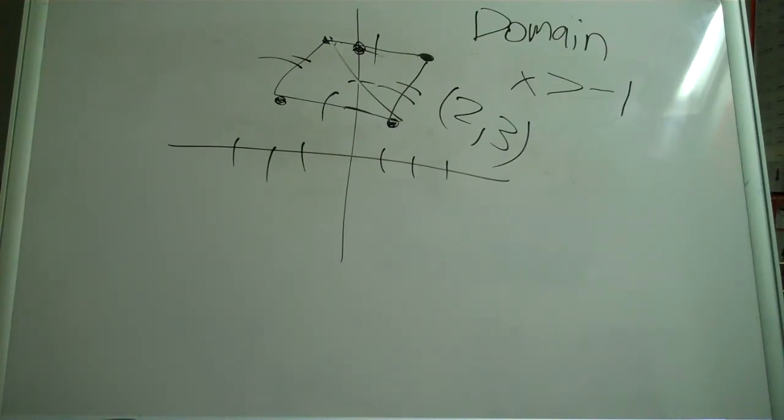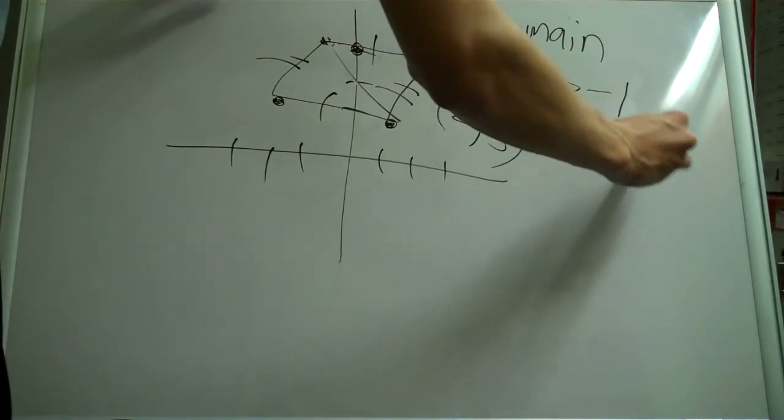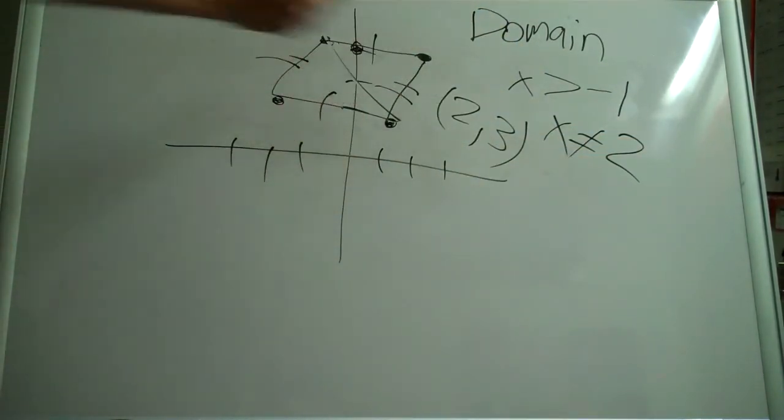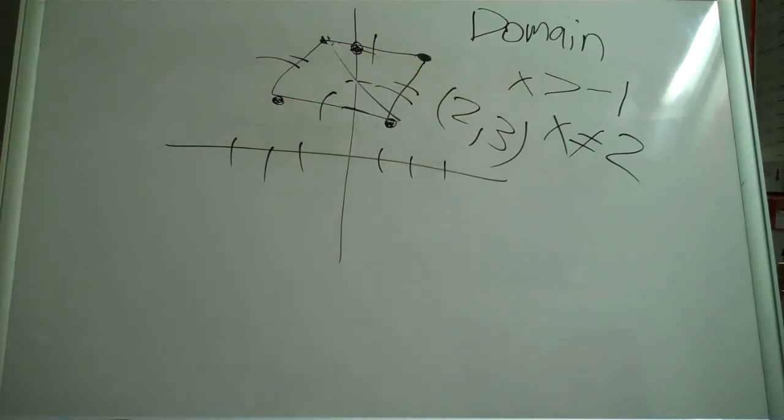So this means that the x value can never be 2. It can't ever be 2. It can be 2.5, it can be 1.5, anything other than 2, but also greater than -1. So we're essentially building up our domain.